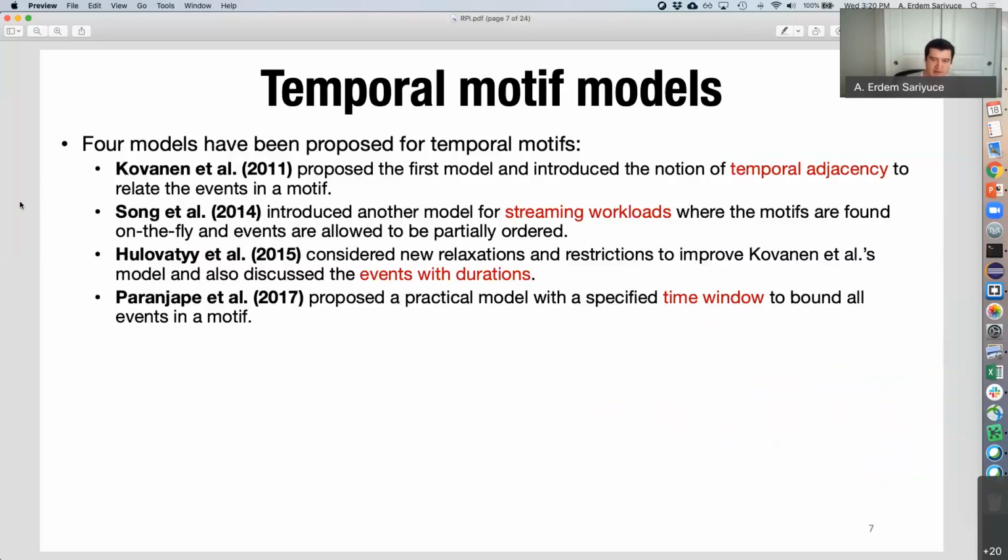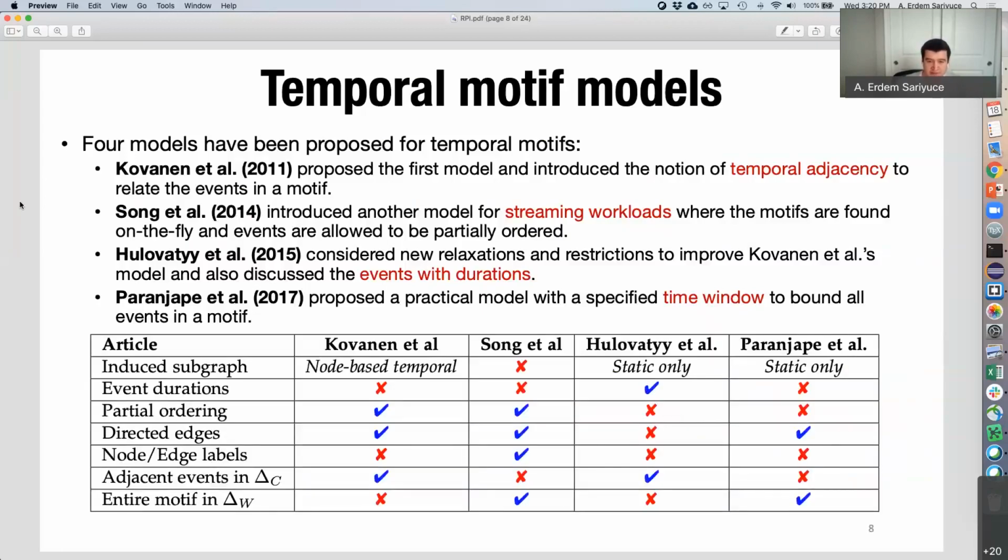So it was not a complete coverage of the literature. To compare those, we came up with a table like this. In the leftmost column, I'm basically listing different temporal aspects that need to be considered when you define your model, and we summarized here how each paper approaches this.